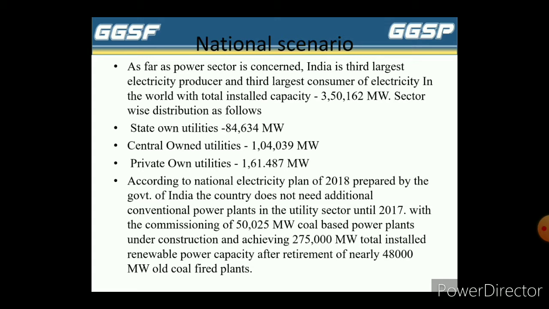According to the National Electricity Plan of 2018 prepared by the Government of India, the country does not need additional conventional power plants in the utility sector until 2027, with the commissioning of 50,025 megawatt coal-based power plants under construction and achieving 275,000 megawatt total installed renewable power energy capacity after retirement of nearly 48,000 megawatt old coal fired plants.